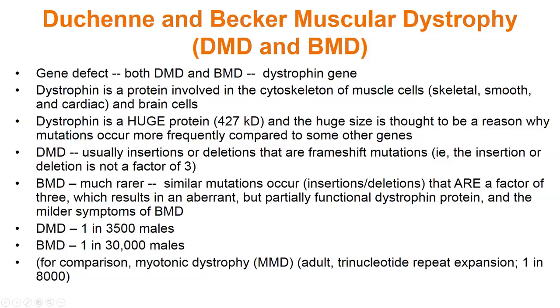Now you might wonder, okay, Becker is less severe, so why is Duchenne much more common? Well, it really has to do with the mutation type. If you're getting insertions or deletions, it's much more common to get a 1 nucleotide insertion or deletion versus a 3 nucleotide insertion or deletion. So it just has to do with the frequency of the particular type of mutation happening.